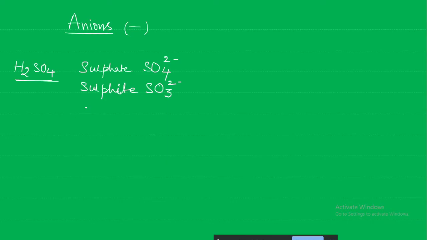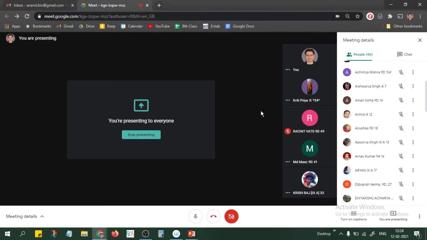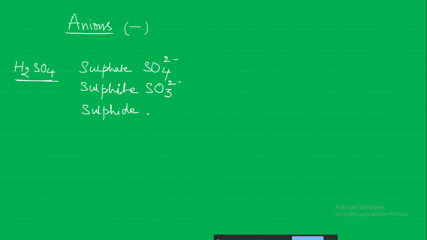Next, sulfide. Chloride, bromide, iodide. Okay. Chloride, Cl minus. Like that only. Sulfide. Simply S will be there. There will be no oxygen and we'll write the same charge. Sulfur 2 minus. Okay. So far okay. Sulfide.